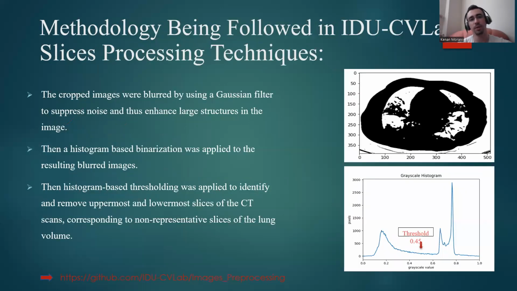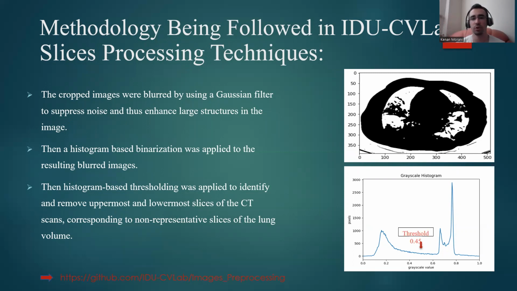The methodology being followed also is that those cropped images were then blurred using Gaussian filters, so you can suppress the noise and enhance the structure of the images. And then I used histogram binarization on the results. You can see here the binarized image through the histogram. I'm taking the images and looking at the histogram, and then with a threshold you can get the binarized images that you see on top.